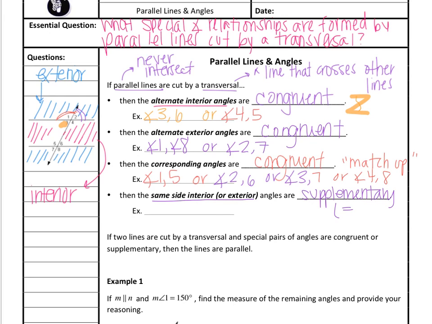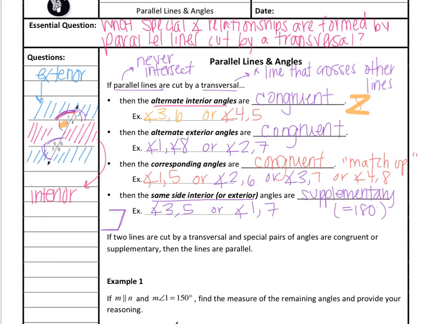Remember, this means that they add up to 180. So an example of same side interior would be formed out of a C or a backward C, like angle 3 with angle 5. Or we could have gone with same side exterior, angle 1 with angle 7. So they're on the same side of the transversal, but they're exterior angles.